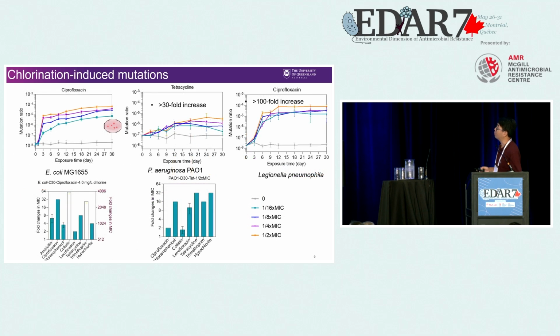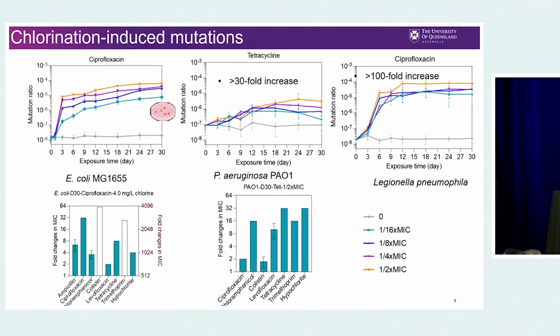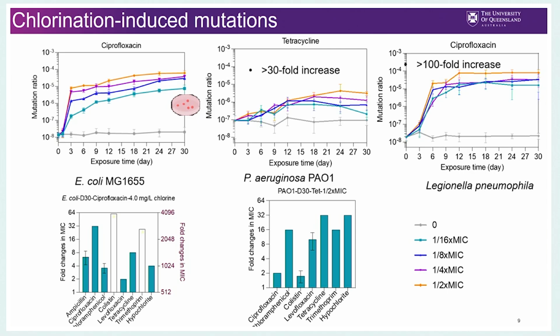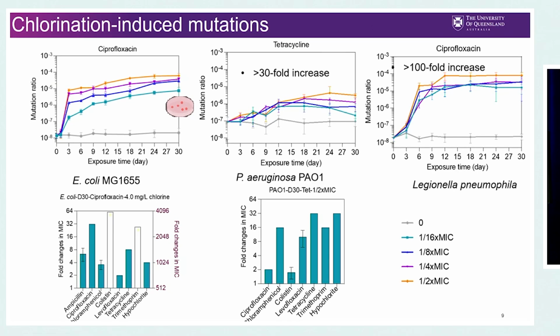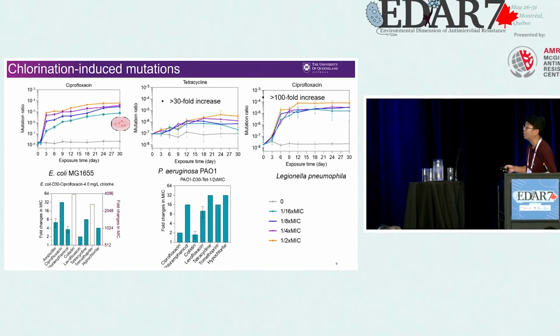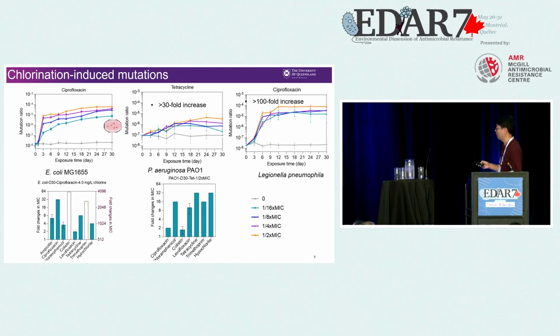So these are the results. This is E. coli. You can see that exposure to sub-MIC free chlorine can promote mutation. The higher the concentration, the higher the mutation ratio, and the quicker the mutation happened in E. coli. It is very similar in Pseudomonas PAO1 and Legionella, with up to a 100-fold change in mutation ratio. Then we picked colonies to do the MIC again. So free chlorine can select multiple drug resistant bacteria, not only resistant to one antibiotic, but multiple drug resistance.